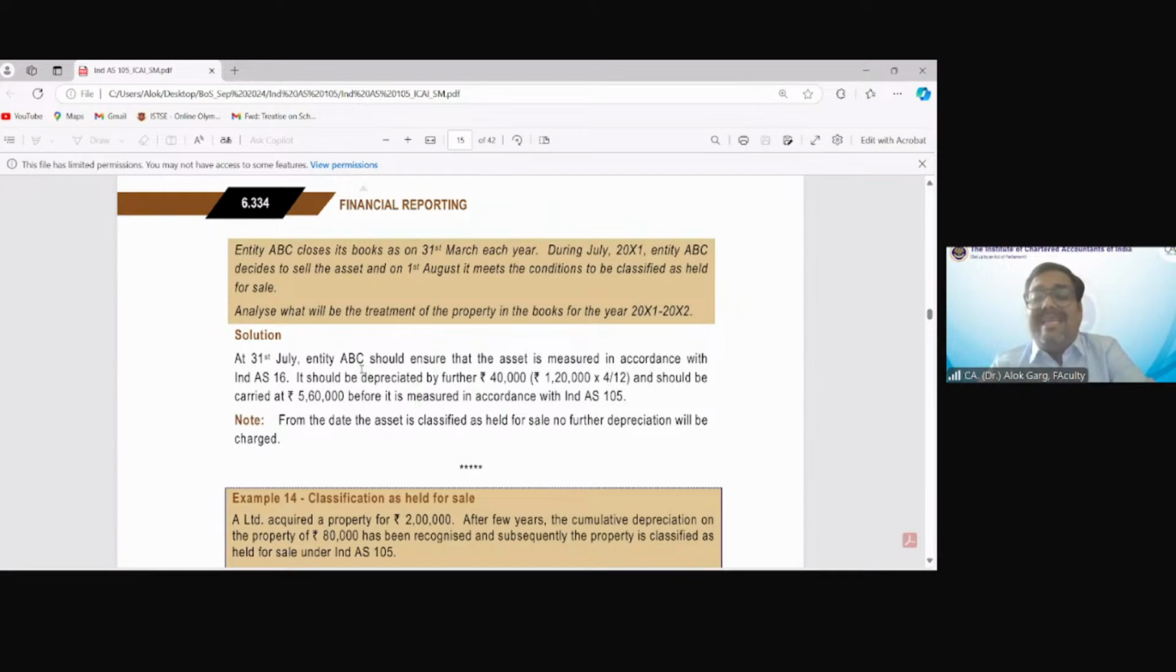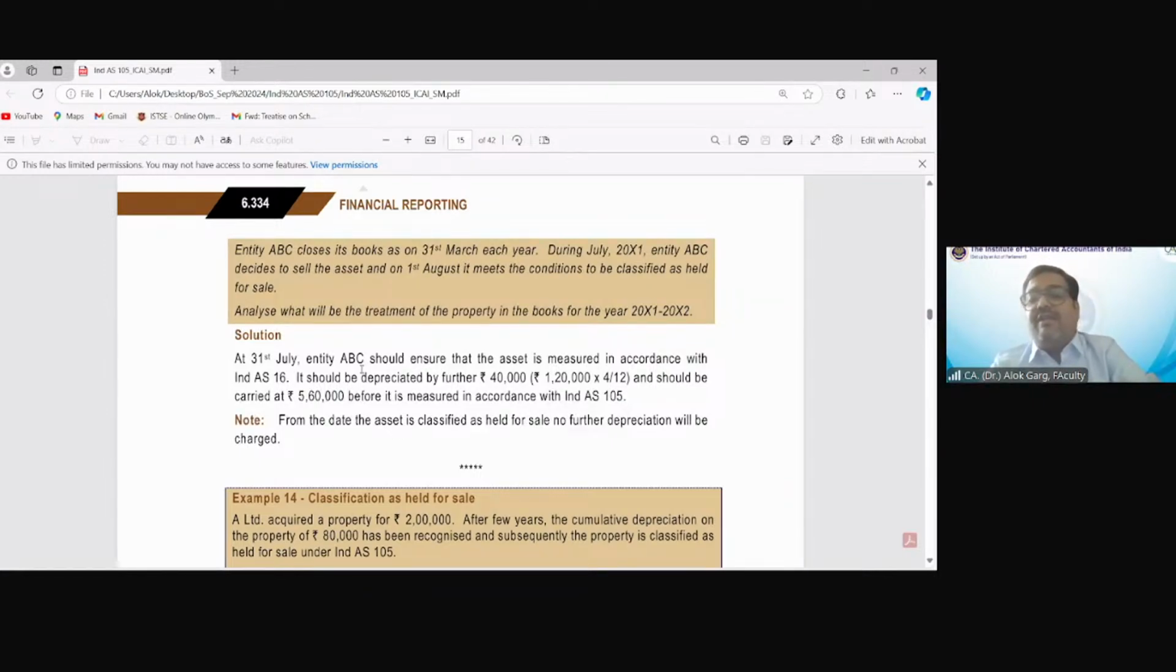Then we discussed, once it is classified as NCHFS, it has to be measured at the lower of carrying value on the date of reclassification to held for sale as per the respective standard, and fair value less cost to sell. Whatever is lower will become the value of NCHFS. And if it is lower than the carrying value of that date, the impairment loss has to be charged to the P&L. Number 2, on the reporting date, it has to be subsequently remeasured at fair value less cost to sell.